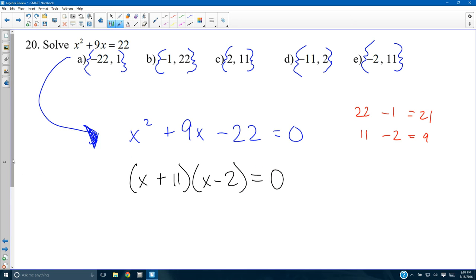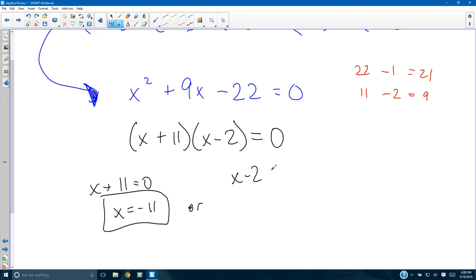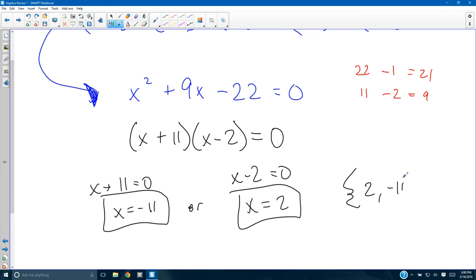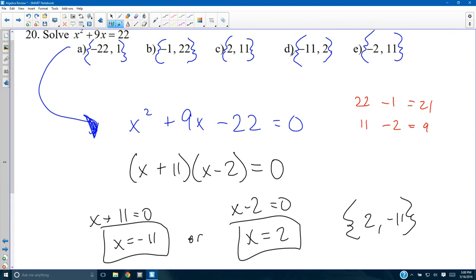If that's the case, in the zero product property, if (x + 11)(x - 2) equals 0, then either x + 11 equals 0, in which case x equals negative 11, or x - 2 equals 0, in which case x equals 2. So your solution set contains 2 and negative 11. So one of the answers looks like this, or negative 11 written first. Looks like it's this one right here. So negative 11 and then 2. That's D.